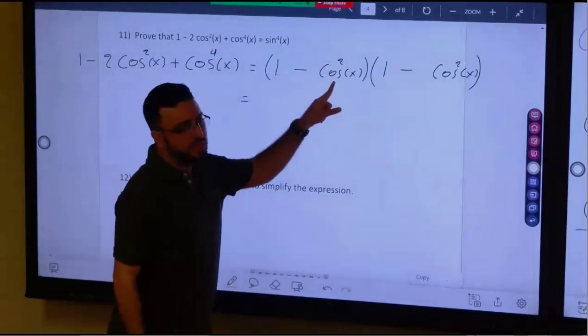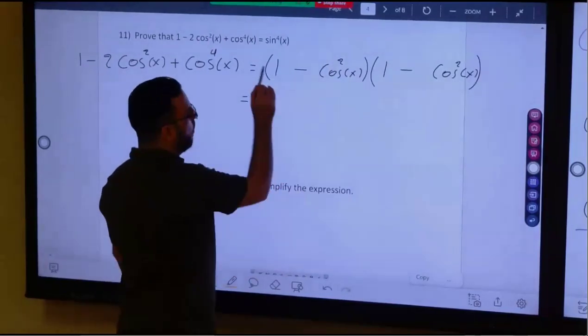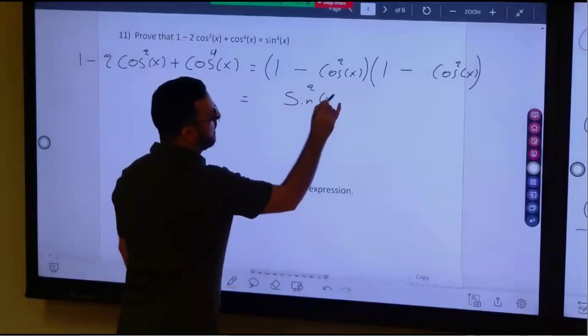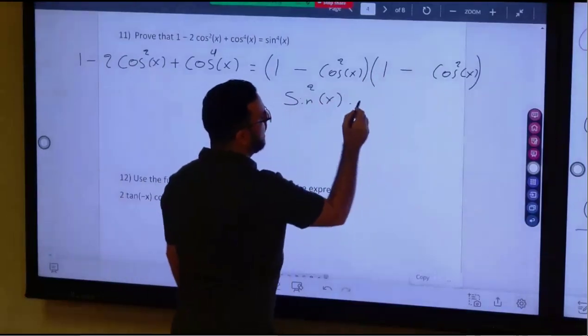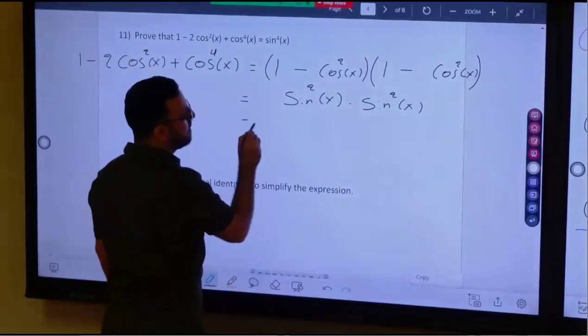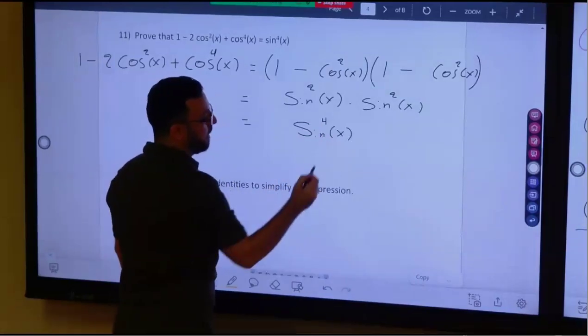One minus cosine squared is sine squared x. One minus cosine squared x. Multiply these, how much is it going to be? Sine to the power four x.